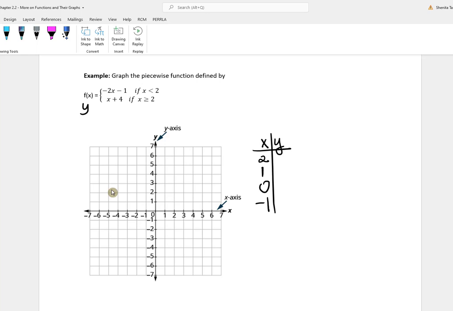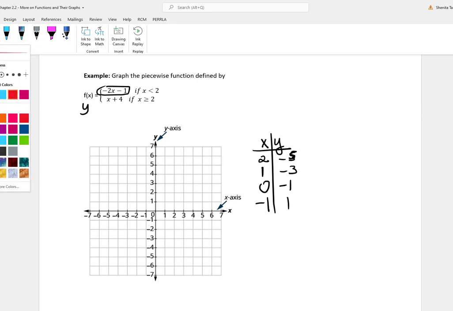So when I plug in 2 back into this negative 2x minus 1, I get negative 3. Oh, no, I don't. Sorry, negative 5 is what I meant to say. And then when I plug in 1, I get negative 3. When I plug in 0, I get negative 1. And when I plug in negative 1, I get 1. So all I did was plug it back into this first function here. All right, so let's go ahead and graph these points.